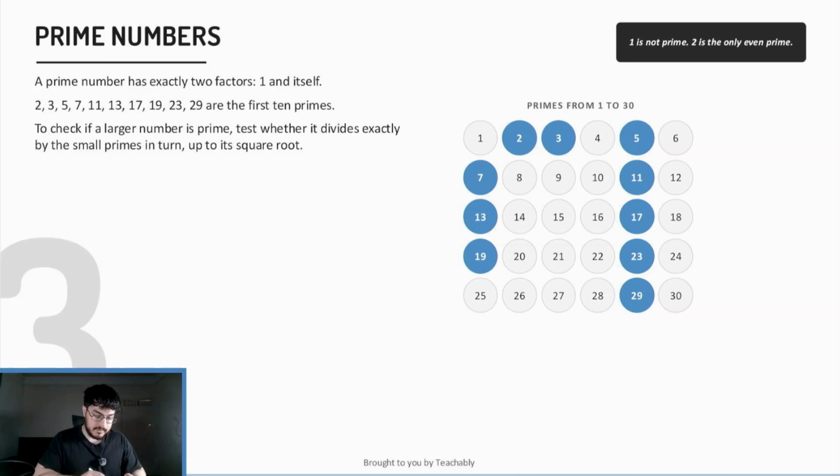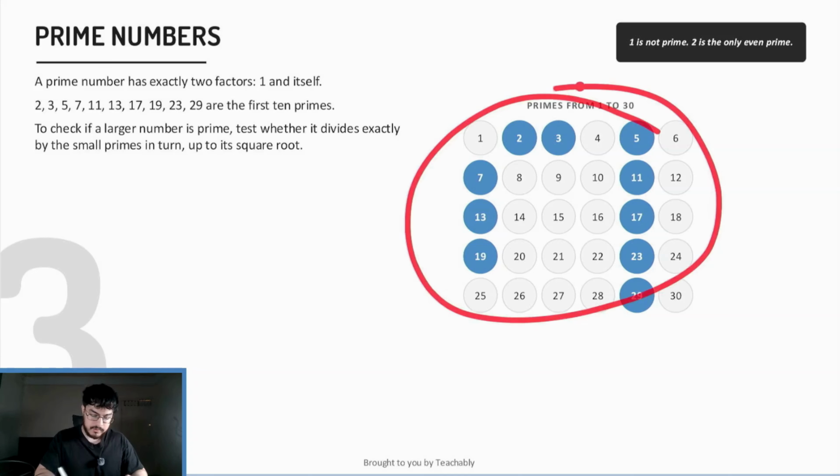Now, prime numbers. So a prime number has exactly 2 factors, 1 and itself, as I discussed before. And the first 10 primes are 2, 3, 5, 7, 11, 13, 17, 19, and so on. Now, to check if a larger number is prime, you test whether it divides exactly by the small primes in turn, up to its square root. Okay, so we've got these being prime, we've got 2, 3, 5, and so on and so forth.